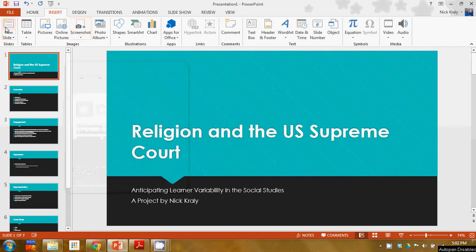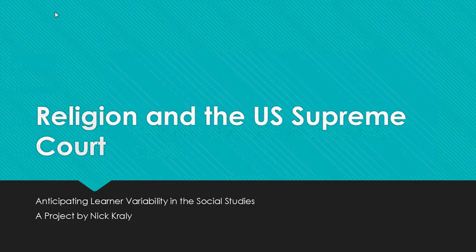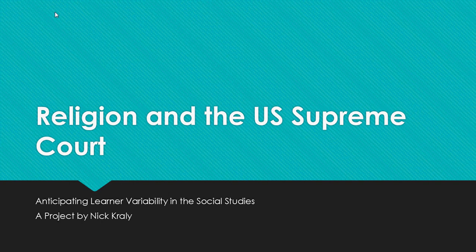Okay, this is going to be my presentation over learner variability for SPED 507. For the unit that I am doing, I chose religion. I chose to do a course from case study A. The course that I'm using is going to be a Supreme Court elective. And this unit is going to take place at the end of the year, April 22nd.